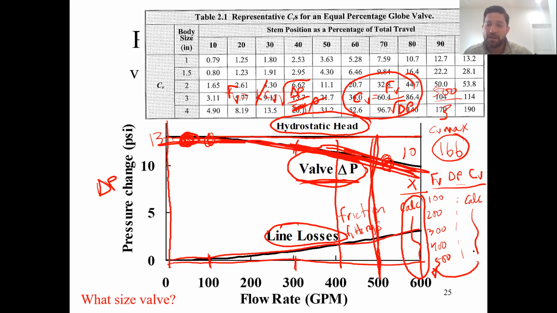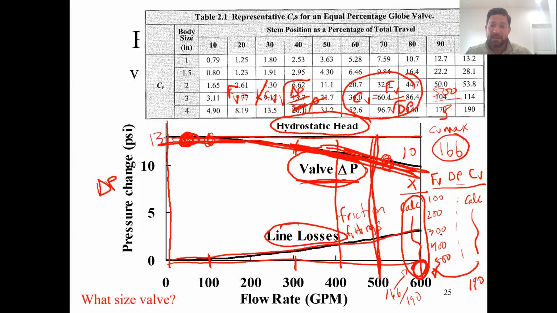So if it's a linear valve, and the CV max is, we said 190, that was our max, or at 100% open. And we said we need a CV of 166 at 500 gallons per minute. So tell me, what percent open would this valve be at 500 gallons per minute? 166 divided by 190. All right, so this would be 166 divided by 190. Whatever that value is would be the percent open.